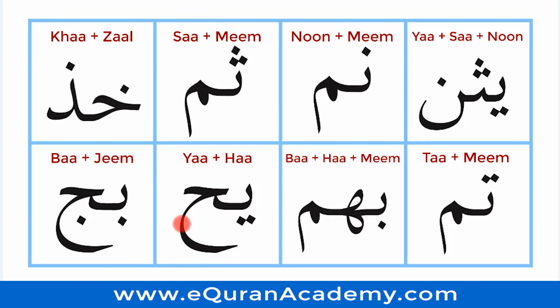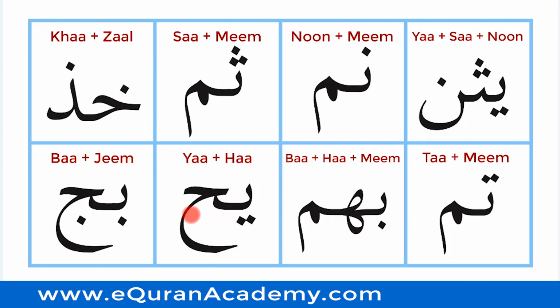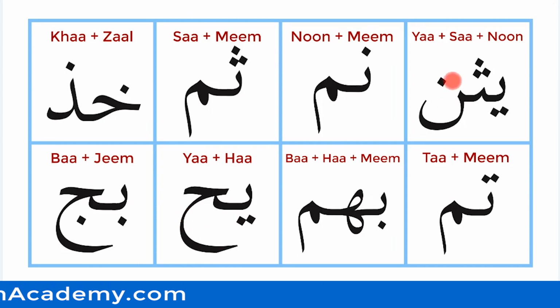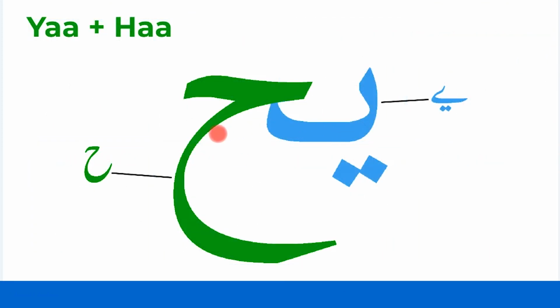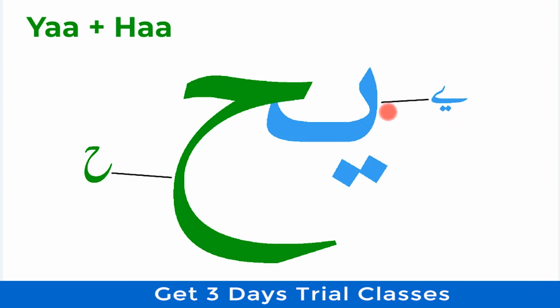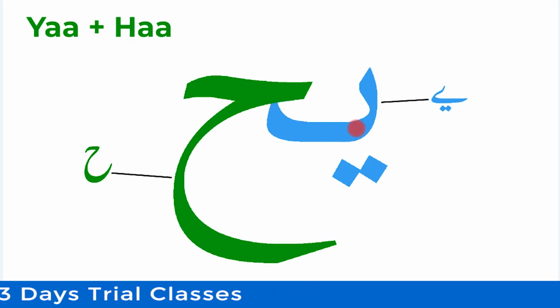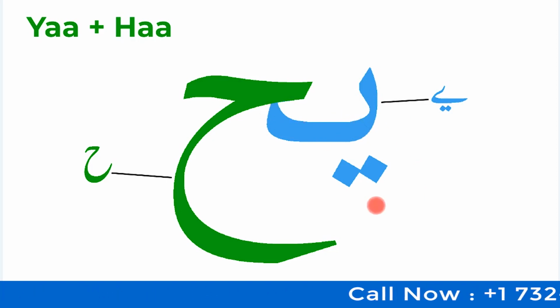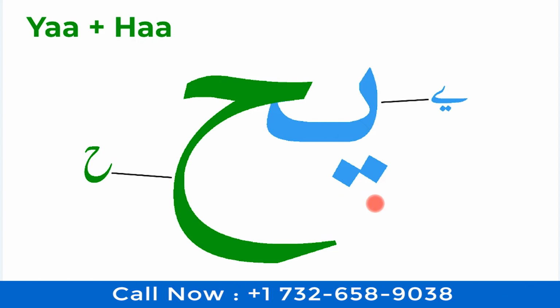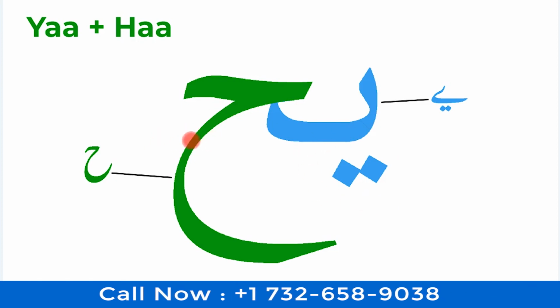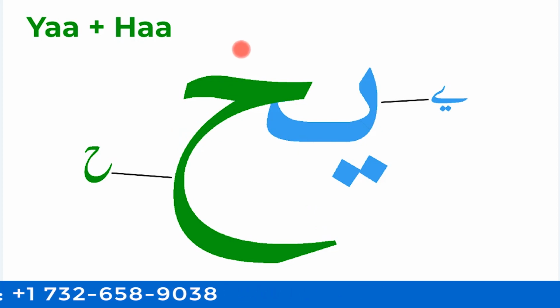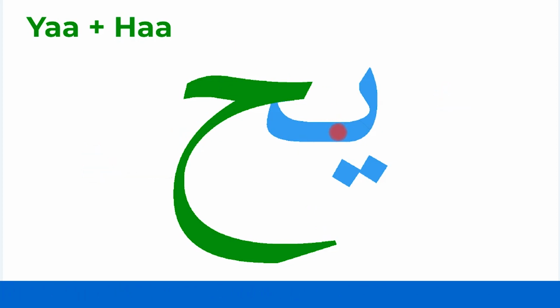Ya ha. This is single ya, but when we write words, ya will write like this, and you can recognize ya by two dots. Ya has two dots below. Ya ha. Ha has clear sound and ha has no dot on it. Please read after me. Ya ha.